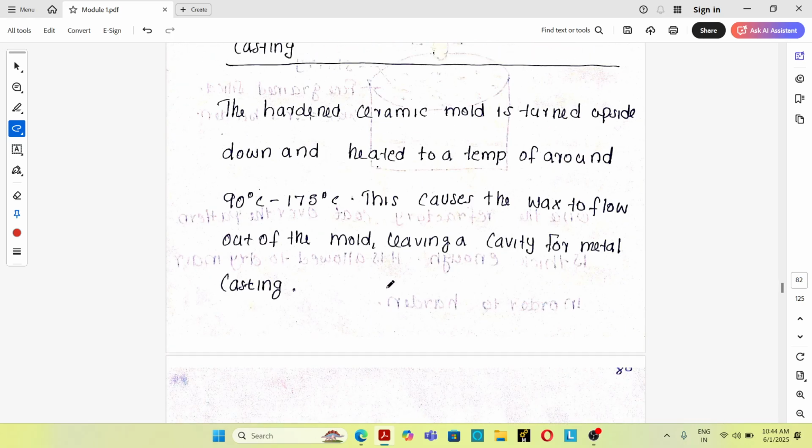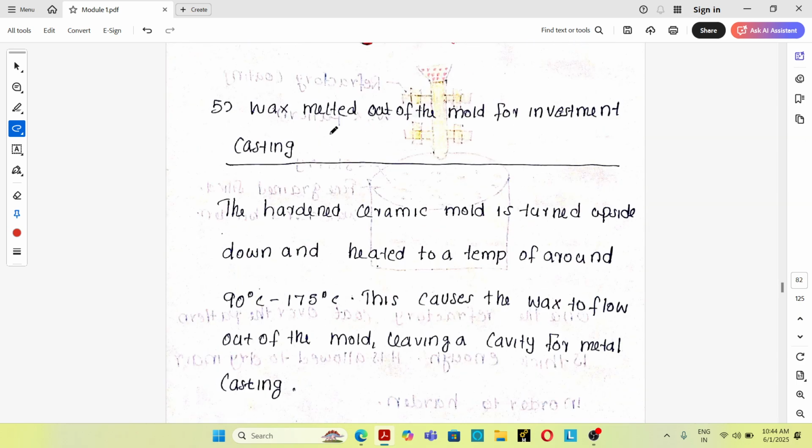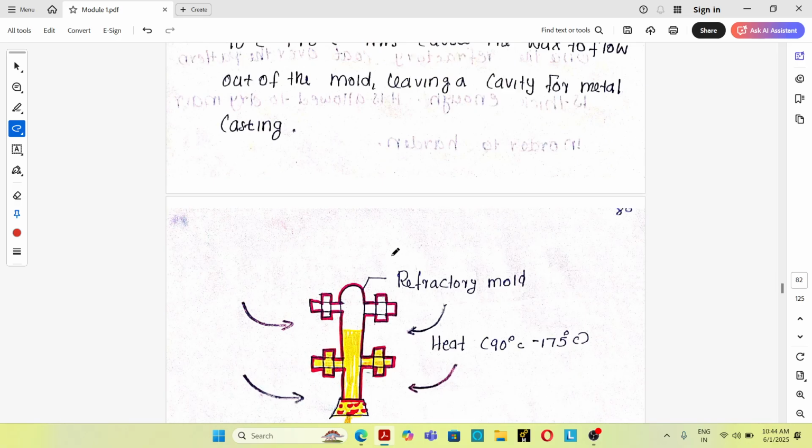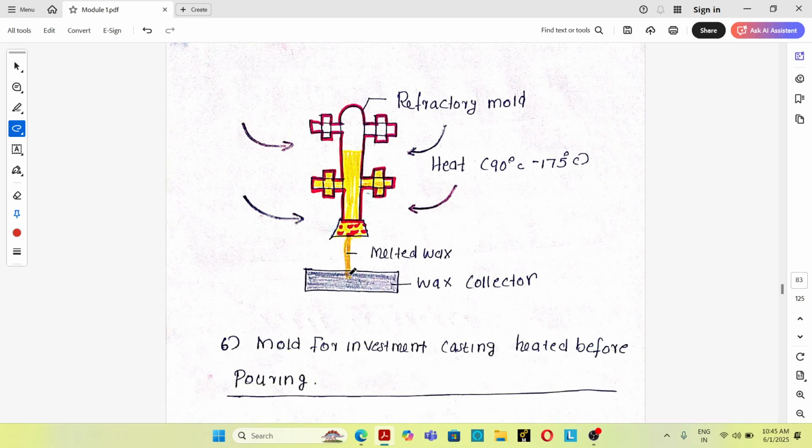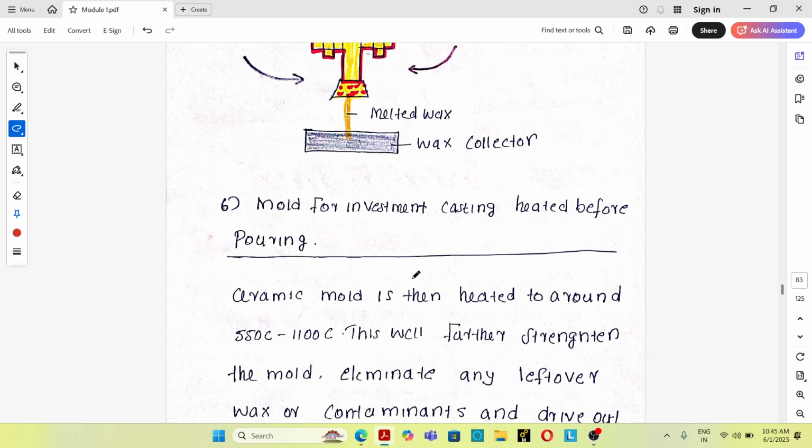In the fifth step, the wax will be removed. Wax is melted out of the mold for investment casting, producing a mold cavity. This tree structure will be heated to a temperature of 90 degrees Celsius to 175 degrees Celsius, and the wax is melted and leaves the mold, creating a mold cavity. This is the melted wax that will be collected in the wax collector.